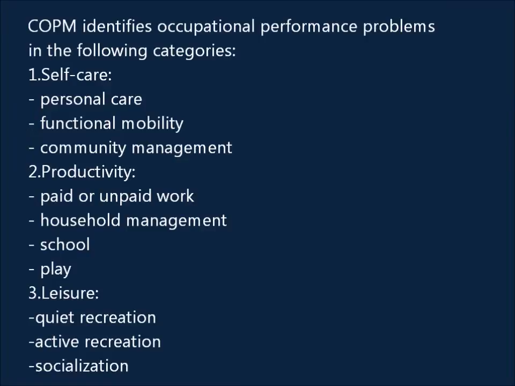COPM identifies occupational performance problems in the following areas: self-care, which includes personal care, functional mobility, and community management; productivity, which includes paid or unpaid work, household management, school and play; and leisure, which includes quiet recreation, active recreation, and socialization.